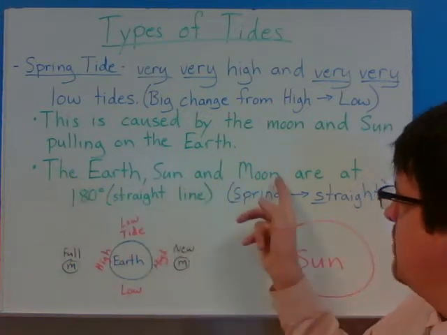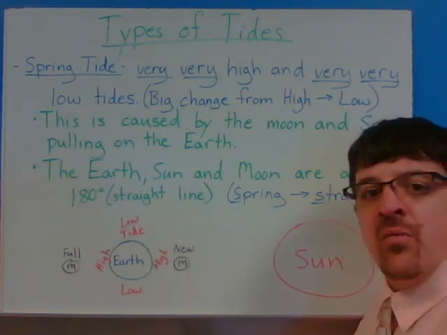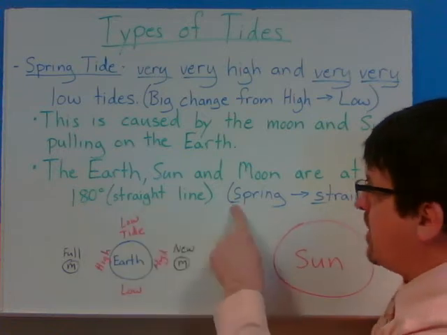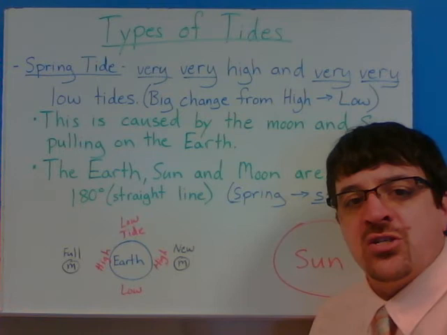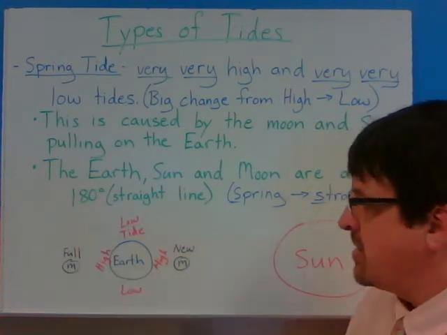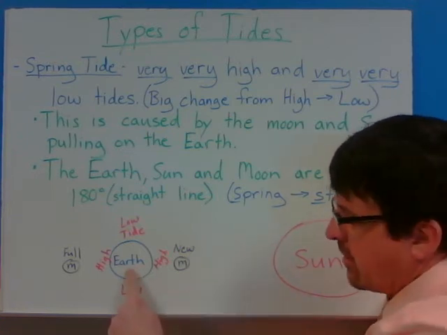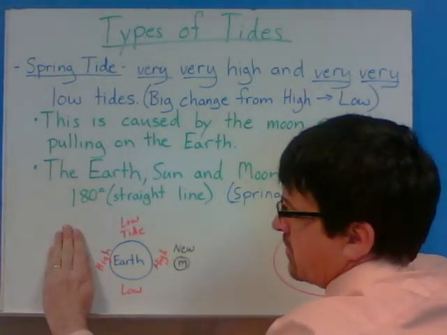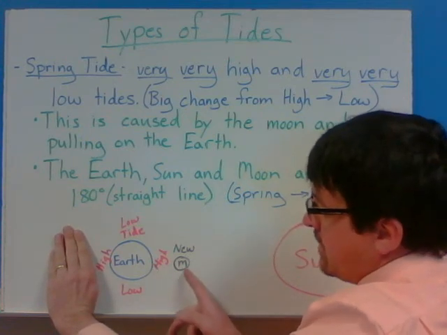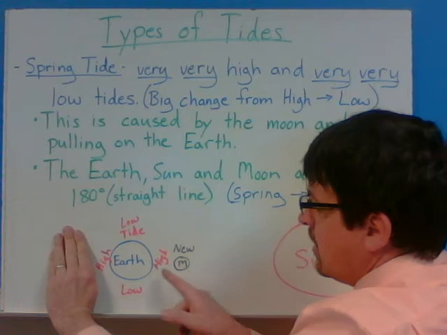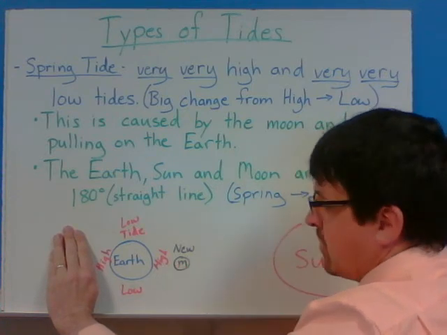Now, the Earth, the sun, and the moon are at 180 degrees or a straight line. Now, one easy way to remember this is spring tide, straight line. Okay, spring tide is a straight line. Okay, 180 degrees. Now, what we mean by this, if the sun is here and the Earth is here, ignore this one right now. Okay, you'll have a high tide when the moon and the sun are pulling together. The moon is what causes the tides, but the sun helps out a little bit.